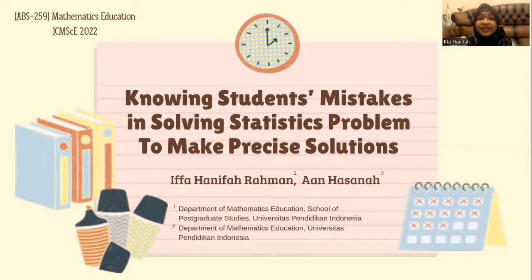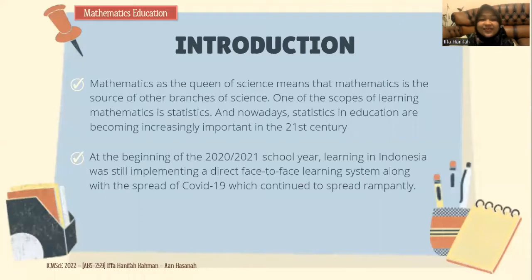My name is Hanifah Rahman. My affiliation is Mathematics Education of the Universitas Pendidikan Indonesia. Today, I'm going to share with you my research with the title Knowing Student Mistakes in Solving Statistic Problem to Make Precise Solution. In my research, there is another author, namely Dr. Aan Hassana. Okay, let's start with the introduction.